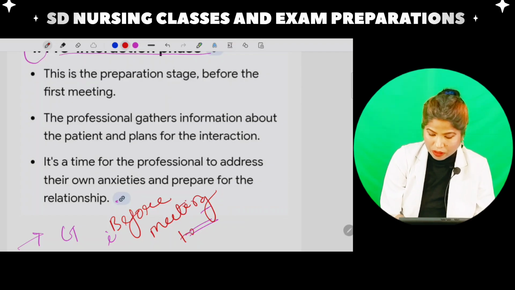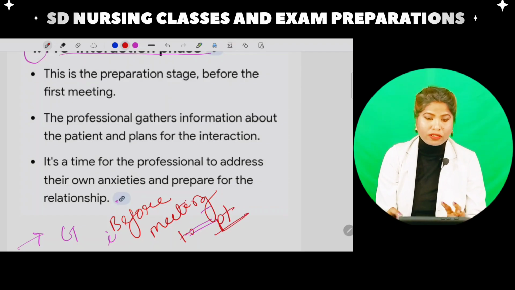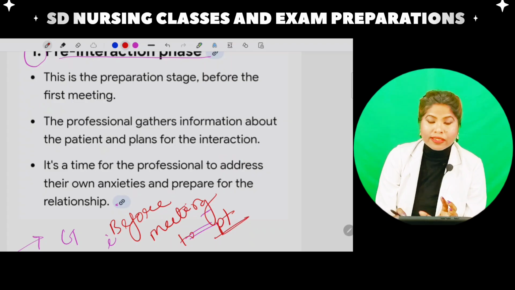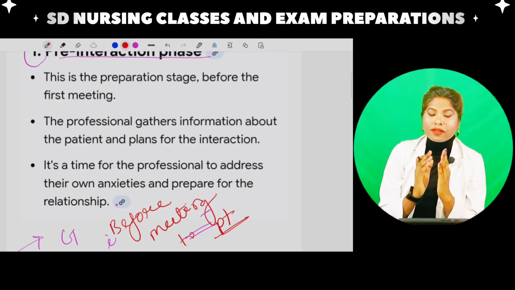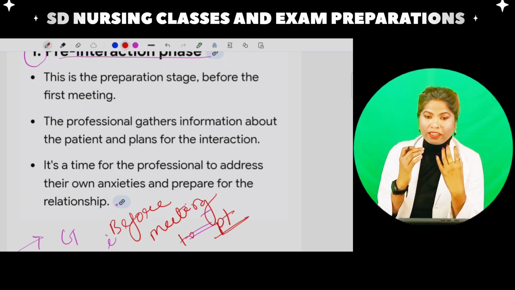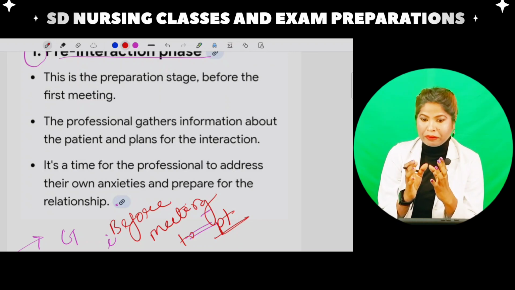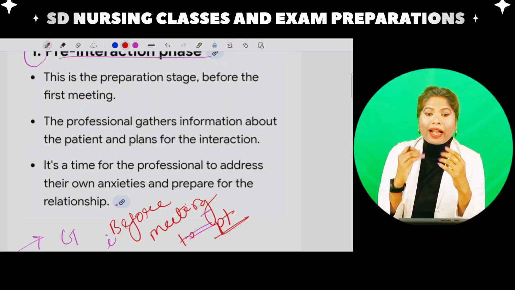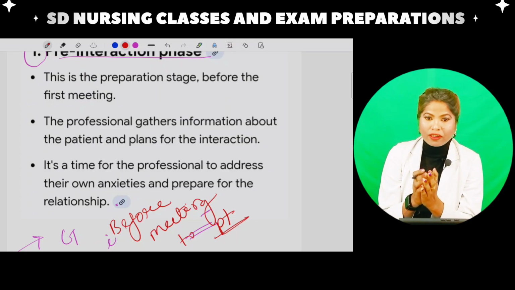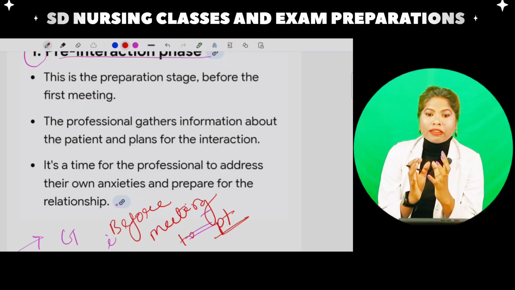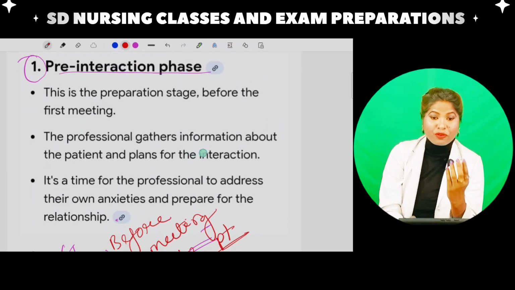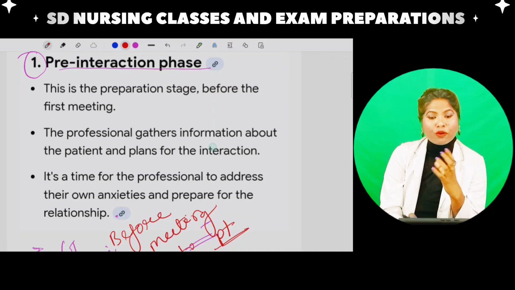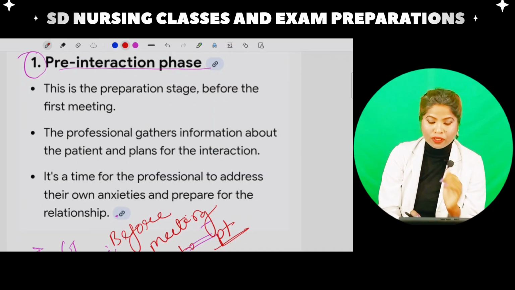This is the first phase where the professionals gather all the information about the patient, and she should make her mind strong that I have to meet the patient tomorrow morning. So this is the pre-interaction phase, before meeting the patient. You only have the information, but you still haven't met the patient.